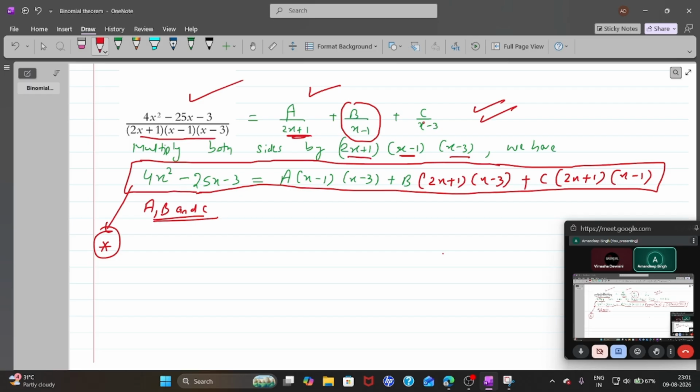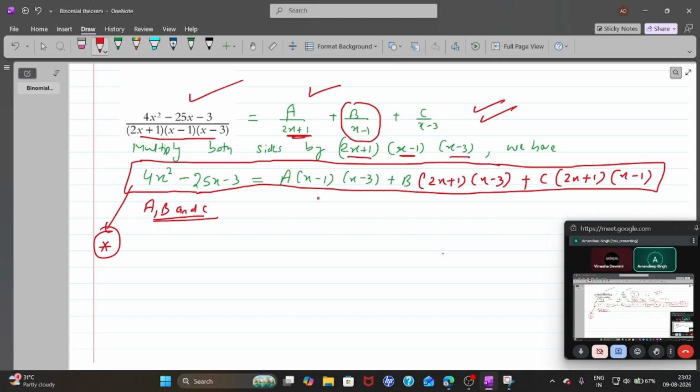But the thing is, we have to put in the values of x so that we can get the answers for A, B, and C conveniently, right? So we need three values so that we can get the values of A, B, and C conveniently. So how can we do that? What values of x should we put?